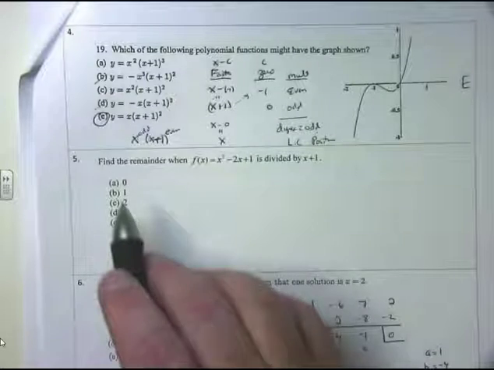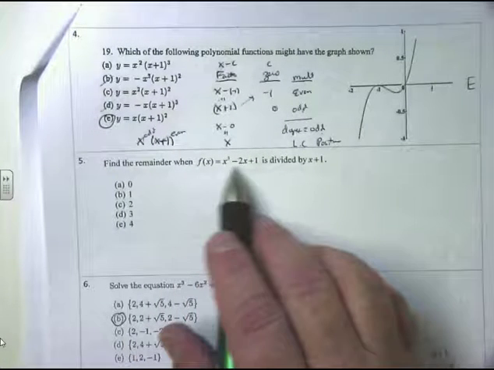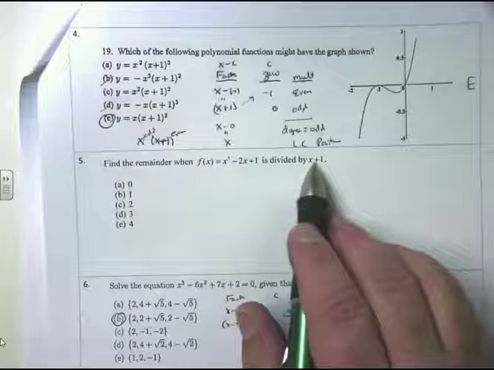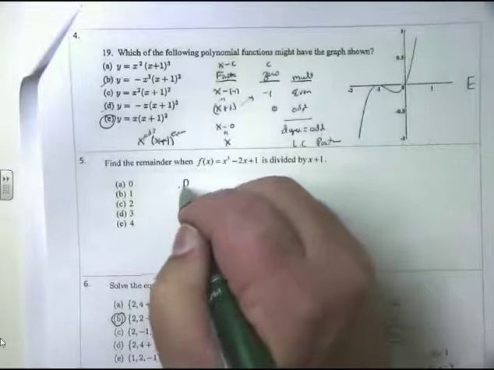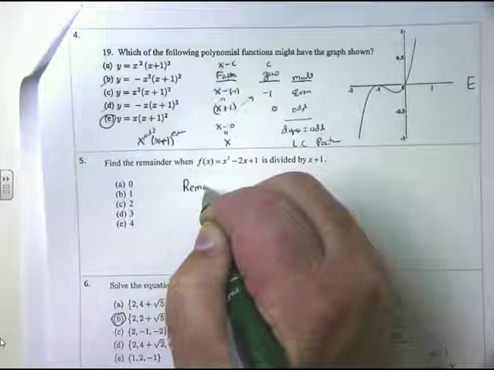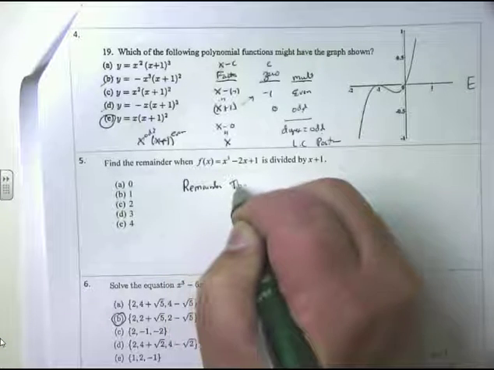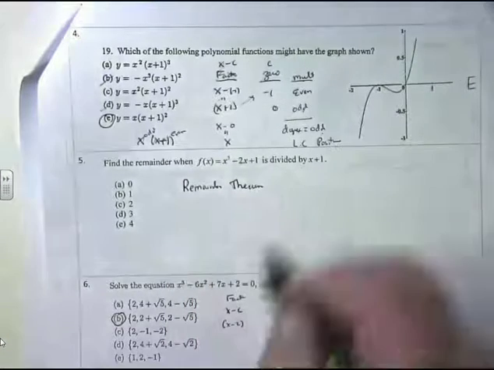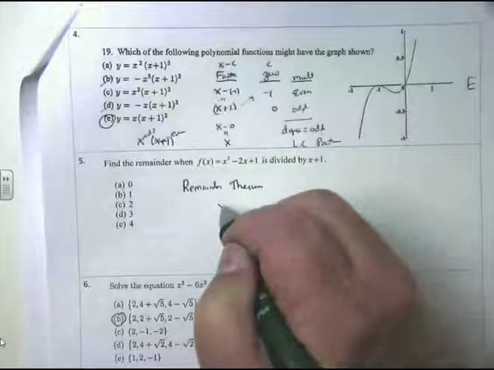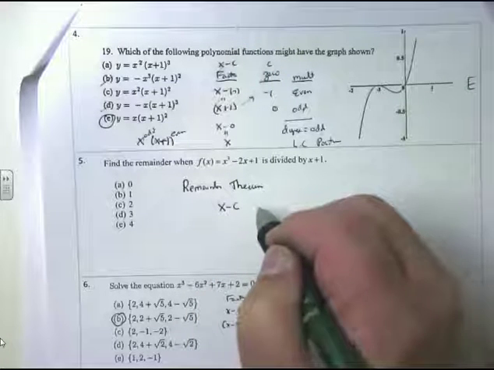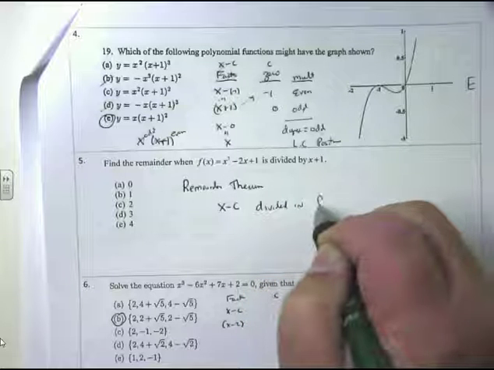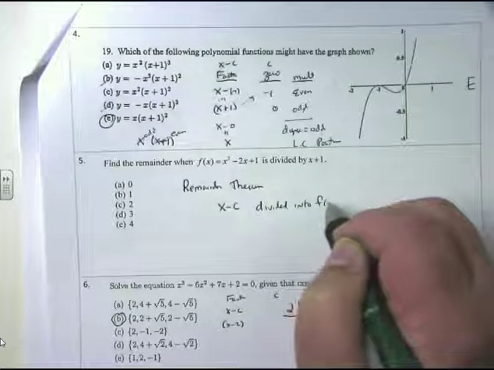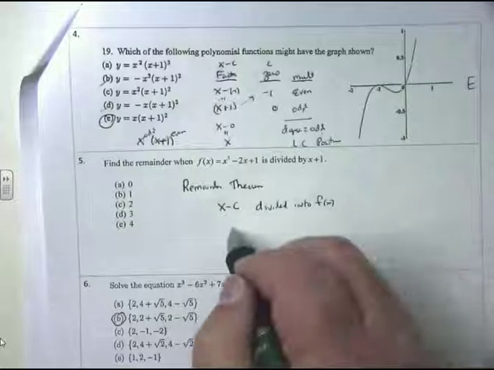Now, find the remainder when this polynomial is divided by x plus 1. Now this is a great problem because it uses what we call the remainder theorem. On the remainder theorem, you got two options. If I have x minus c being divided into polynomial f of x, then I would use synthetic division of the c.